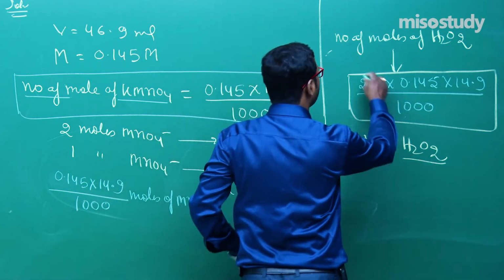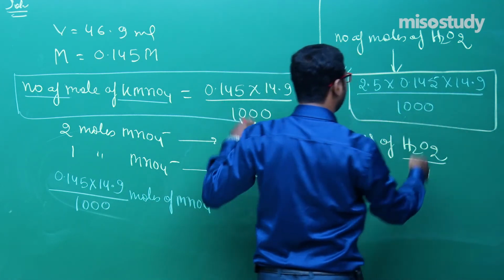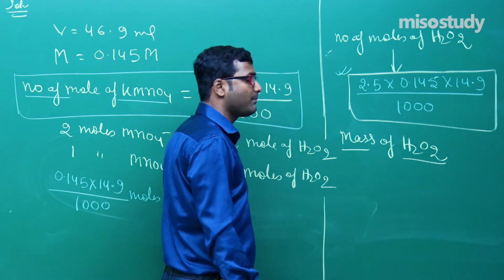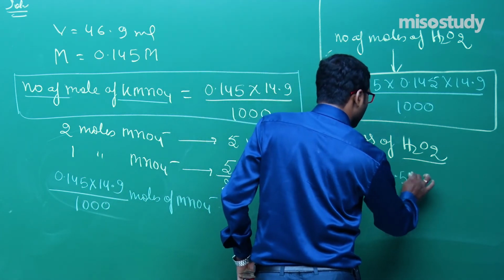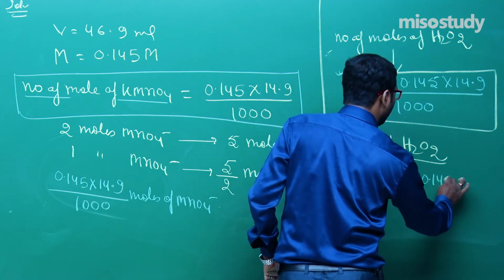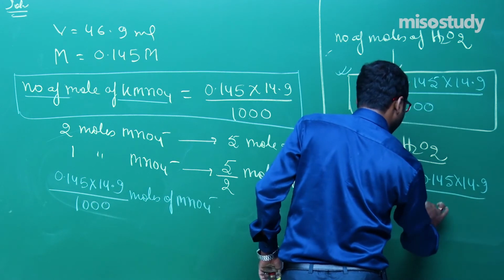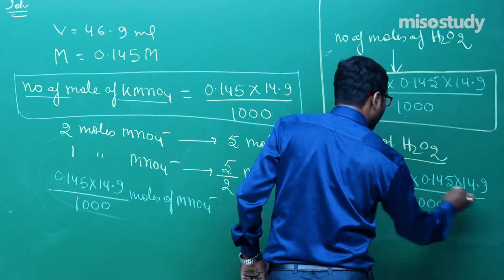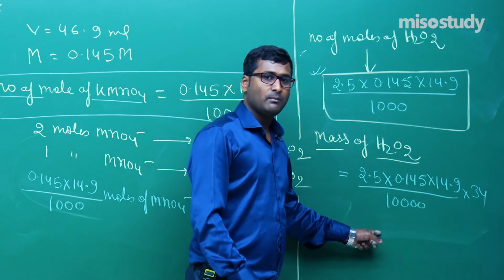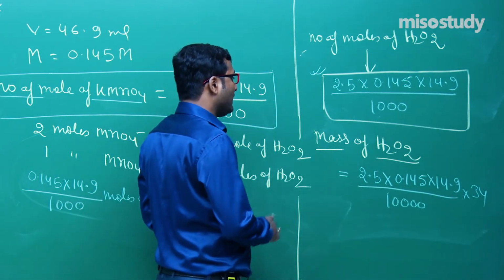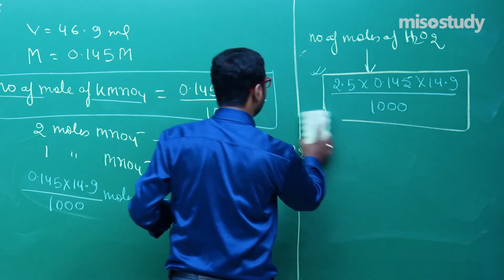So mass of 2.5 into 0.145 into 14.9 upon 1000 moles of H2O2 will be equal to 2.5 multiply 0.145 multiply 14.9 divided by 1000 multiply by 34. Visible to you? Multiply by 34. Now look at what I am telling. Wait for a moment. I am moving here, friend.